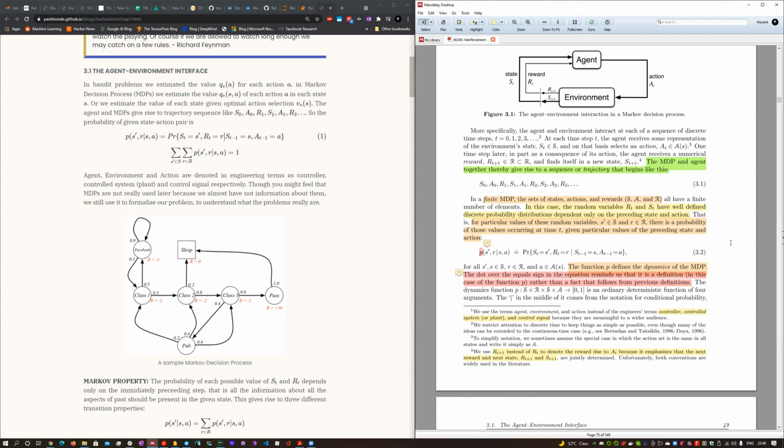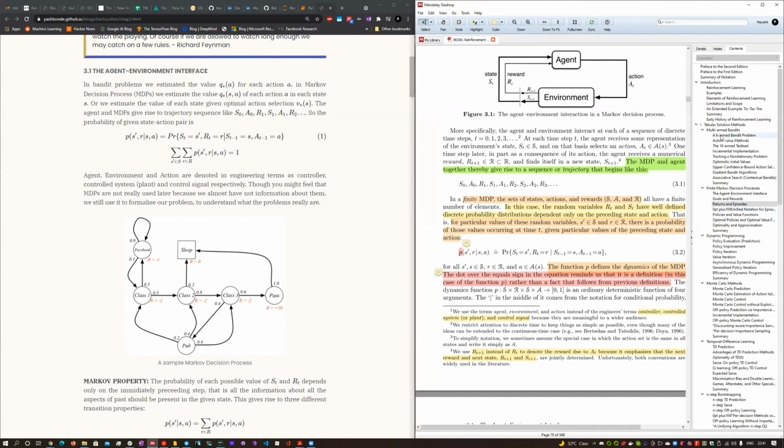Why do we use the terms agents, environment, and action instead of the terms like controller, controlled system, and control signal? Because they are meaningful to a wider audience. We generalize it, and we focus our attention on discrete time here, and the notations we have already seen.